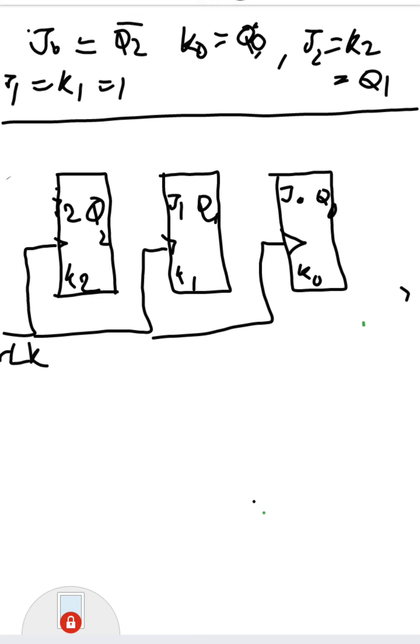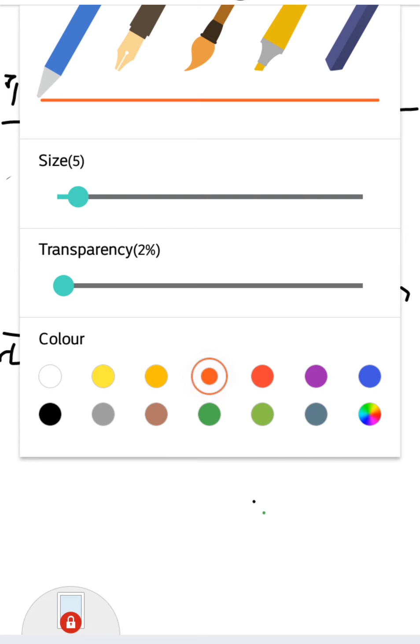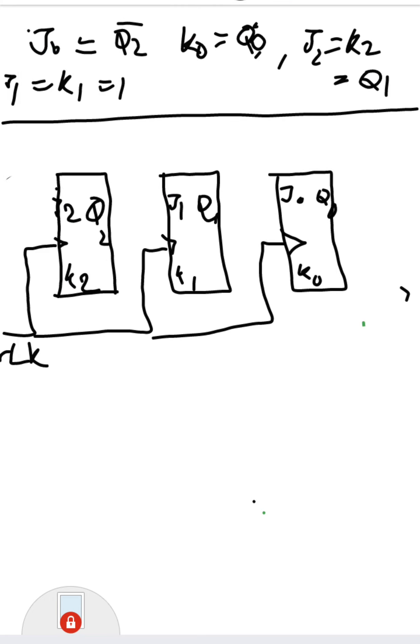You can supply positive edge triggered or negative edge triggered, doesn't matter. Anyways, the clock should be synchronous. The same clock should be given to all the flip-flops. Now based on the values J0, K0 you have to implement. So J0 equal to Q2 bar. You take Q2 using a NOT gate. You can connect it to J0.